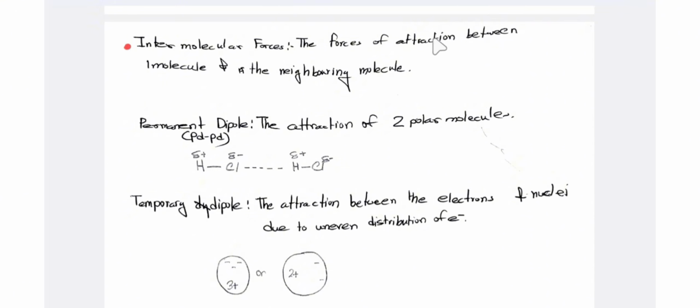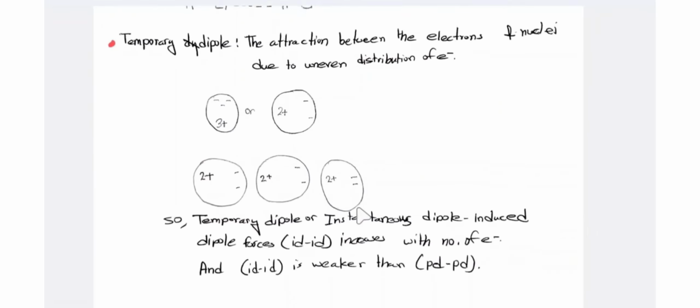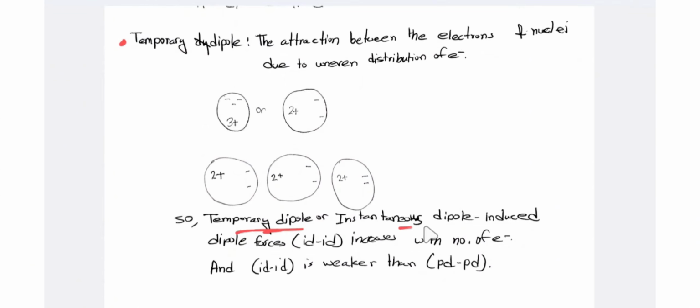Intermolecular forces. Intermolecular forces are the forces of attraction between one molecule and the neighboring molecule. There are two types of intermolecular forces: the temporary dipole, also called instantaneous dipole or induced dipole, that is the ID force, and the permanent dipole force, or PD.